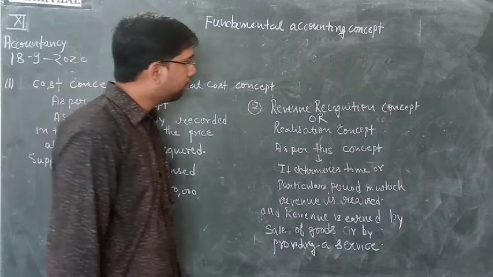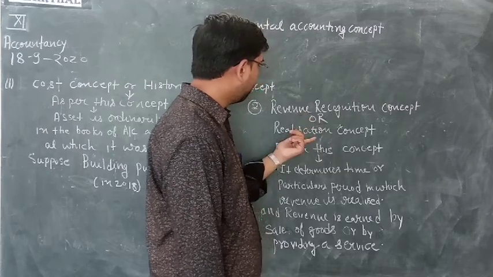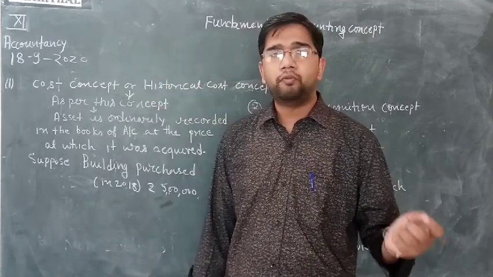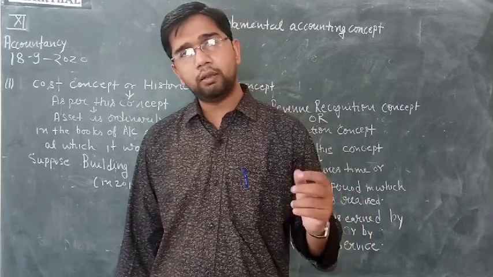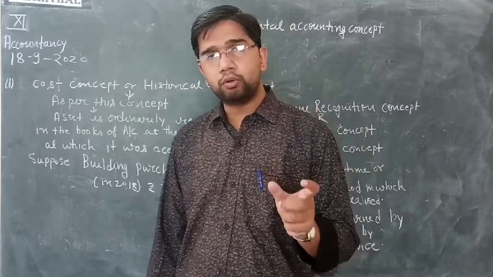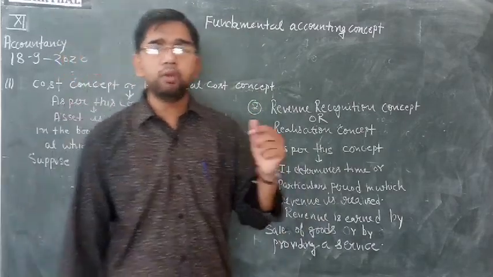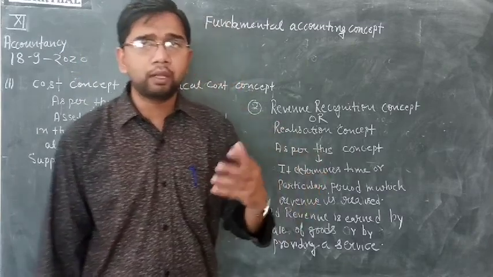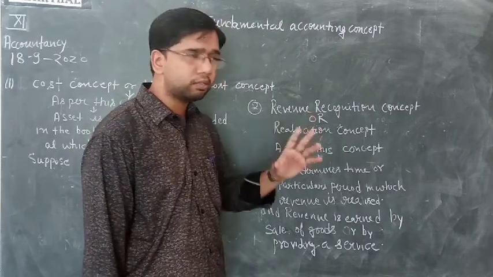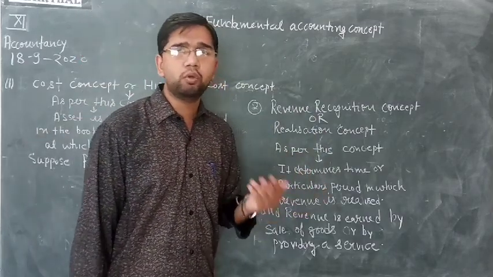Next, revenue recognition concept, or realization concept. Suppose goods sold to Ramesh on 1st April 2020. Clear? But the amount realized on 15th June. So this period when the amount is realized matters. In the realization concept or revenue recognition concept, in your books of account you have to show income and expenses for the same period.